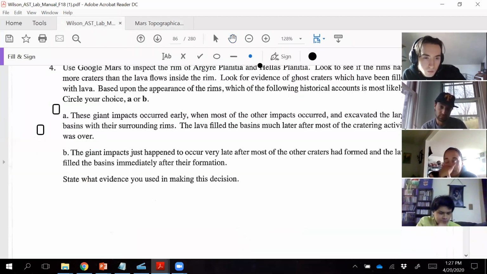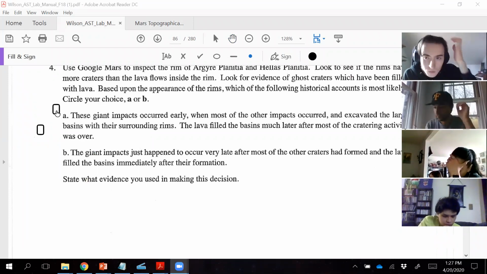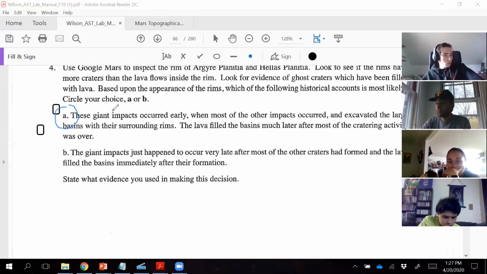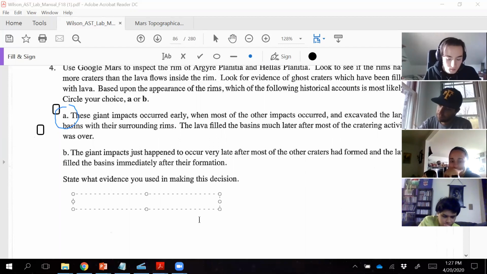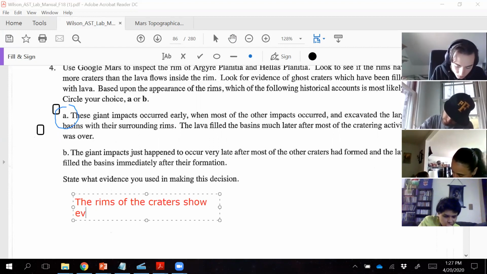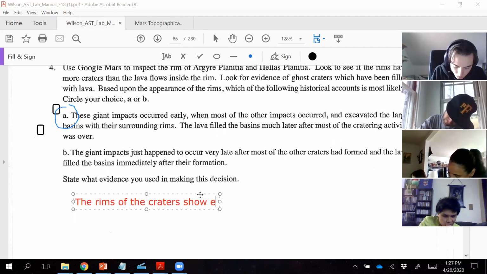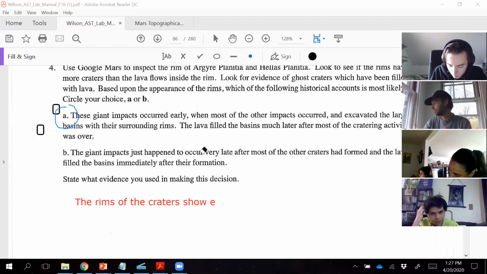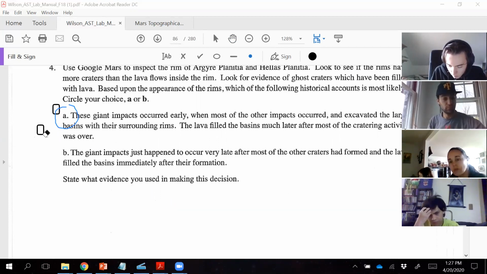We're going to choose A. And for stating what evidence we used in making this decision, we could say something like the rims of the craters show evidence. Hold on, let me see if I can make this box. You know what? I should do this not in this format. I want to stay consistent here. Let me use the eraser tool. And let me use the document tool.